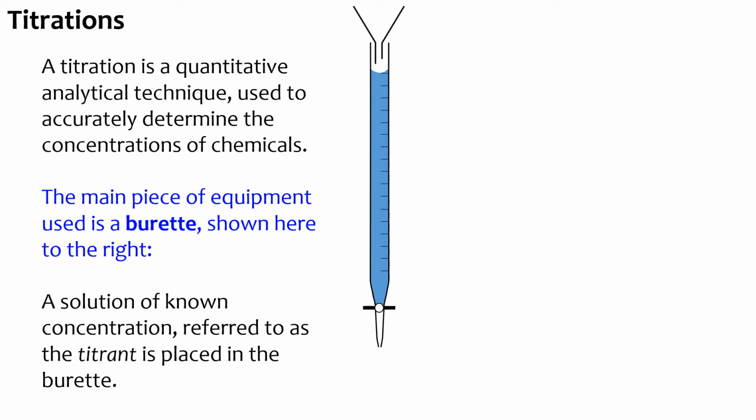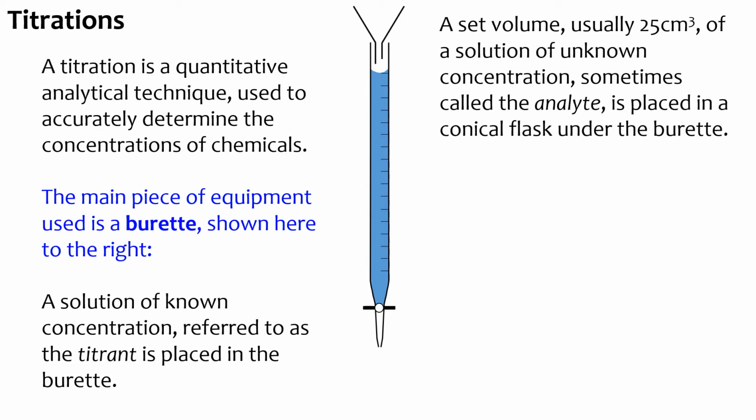So once you've got your titrant in the burette, we would then put a set volume, which is normally 25 centimeters cubed, measured with a pipette, of a solution of unknown concentration, sometimes called the analyte, and that is placed in a conical flask under the burette. So as I said, 25 centimeters cubed is normal, and this time we have an unknown concentration, and that's because we know the volume. So you always make sure that in a titration, when you've got your 2 solutions, you know something about one of them.